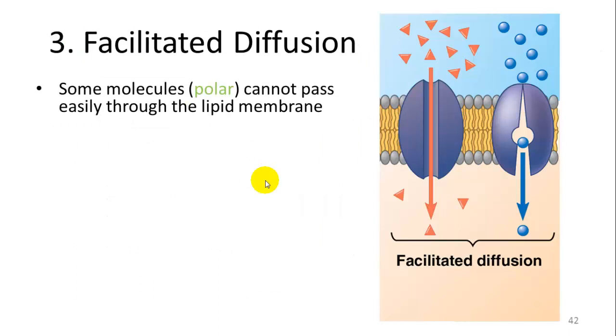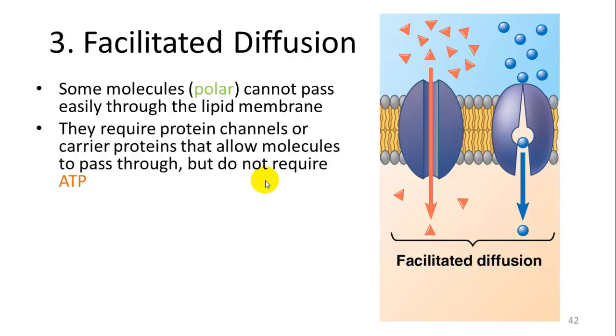All right, facilitated diffusion is very simple. It's just diffusion of a substance, but through some sort of protein that assists it. Without the protein, it couldn't fit through the lipid bilayer.